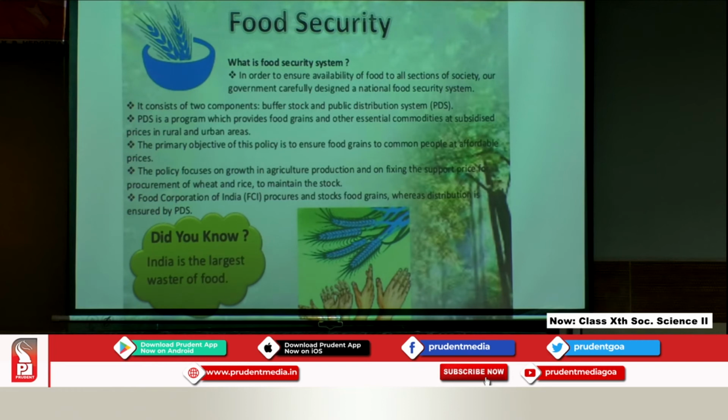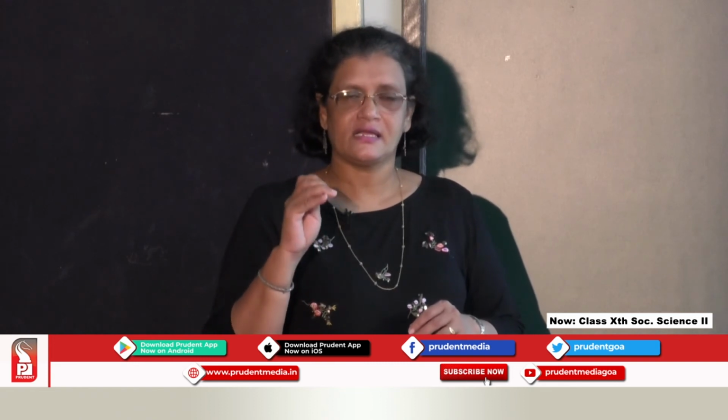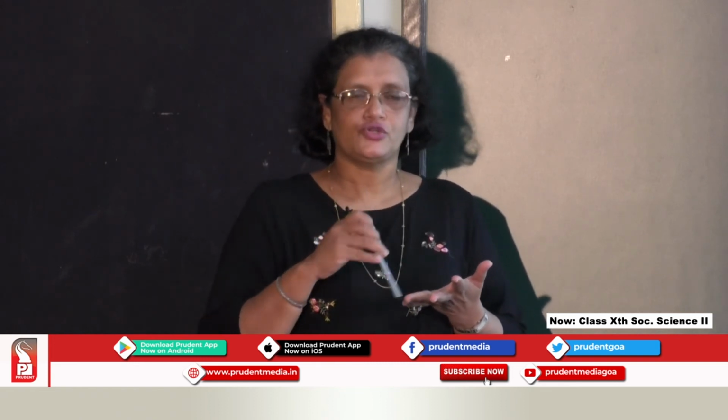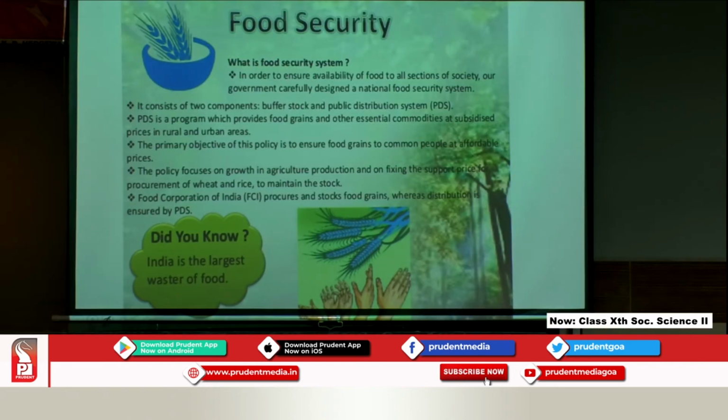The public distribution system is a program which provides food grains and other essential commodities at a subsidized rate both to rural and urban India. So, at subsidized rate, the basic food necessities are given. So, it is not only grains, it also has sugar and oil and certain other items. Now, what is the objective of this? The main objective of this was to give food at an affordable rate to common man.